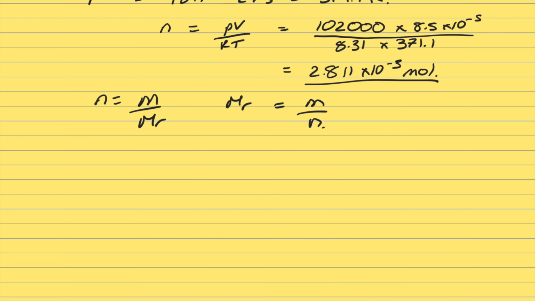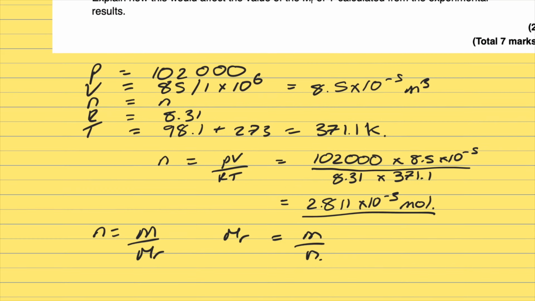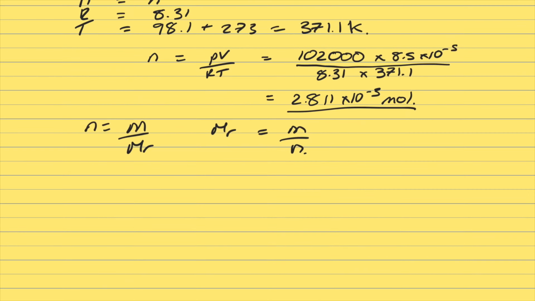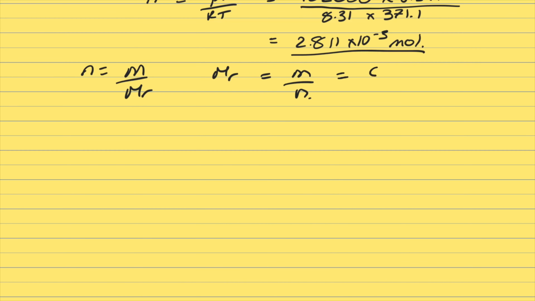So the N is what I'm using from here. To calculate the mass, I need to subtract 10.7 away from 10.9. This was the mass of the liquid before, this is after, so therefore we know that the mass that must have gone in is 0.21 grams. So I'm going to do 0.21 grams divided by 2.811 times 10 to the minus 3. And that should give me my MR, which is 74.7.